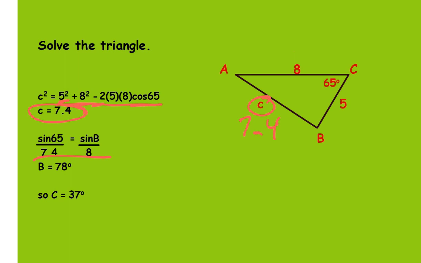Set up law of sines. Could have picked either angle to set up, and I get B is 78 degrees. And then 180 minus 65 minus 78 is 37 degrees.